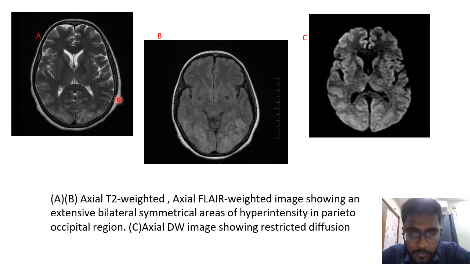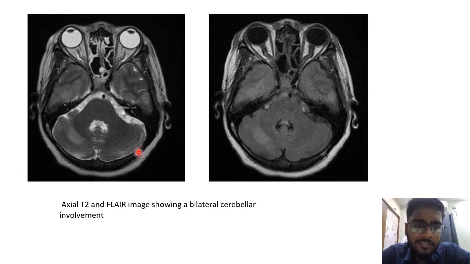hyperintensities along the parieto-occipital lobes, and in the DWI you can appreciate a certain diffusion restriction mainly contained within the posterior circulation territories. This is another atypical location in which there is T2 hyperintensity and T2 FLAIR hyperintensities in the right lobe of the cerebellum.